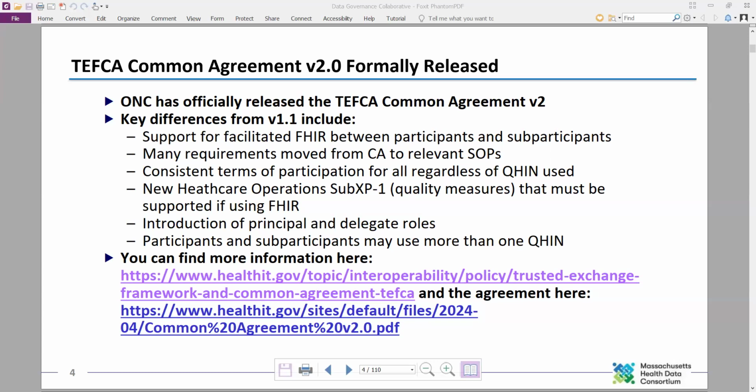And XP stands for exchange purpose. I just blanked out on that for some reason. All right, let's move on then.